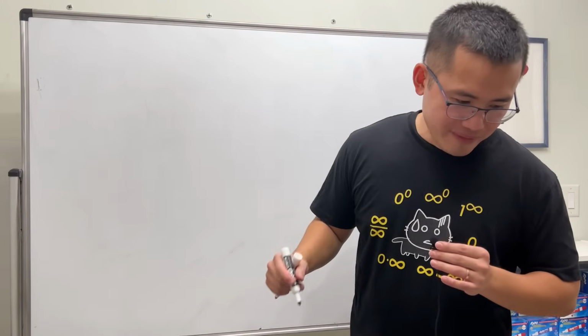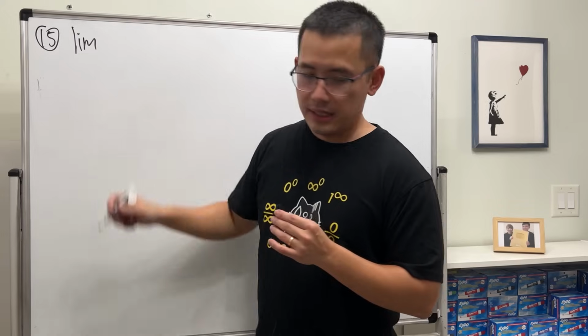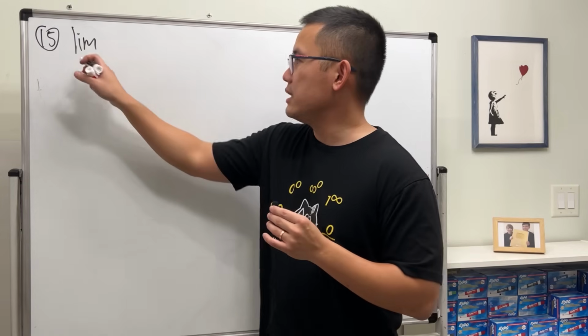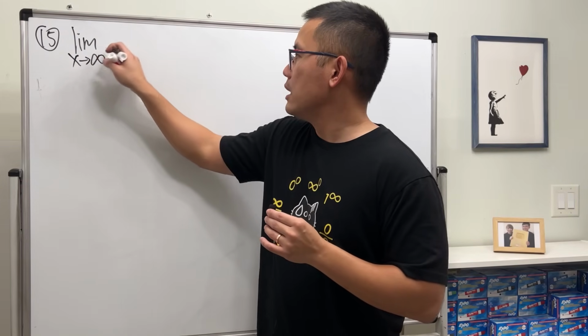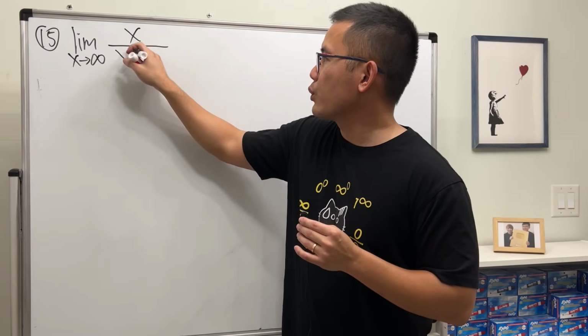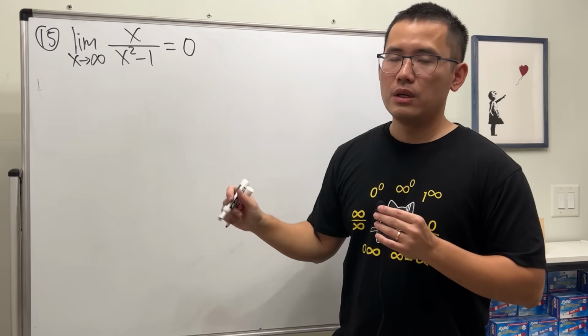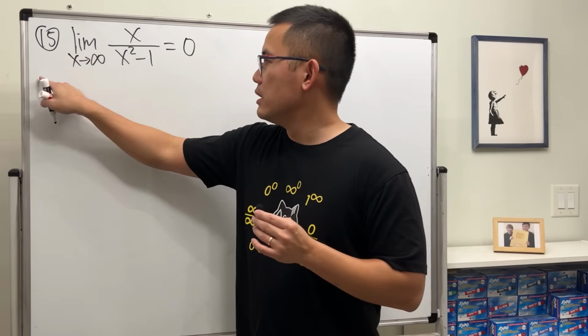All right, number 15. Here, let's take a look at the limit as x approaching infinity. On the top, we have x. On the bottom, we have x squared minus 1. Work that out, you get 0. 0 is finite, so we use epsilon.